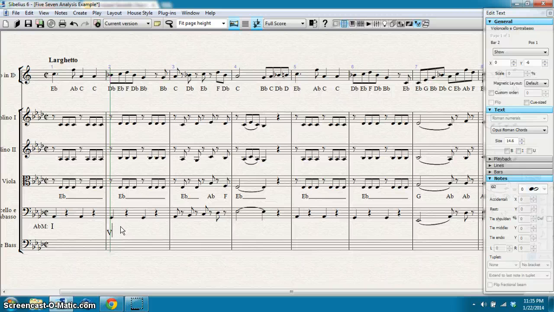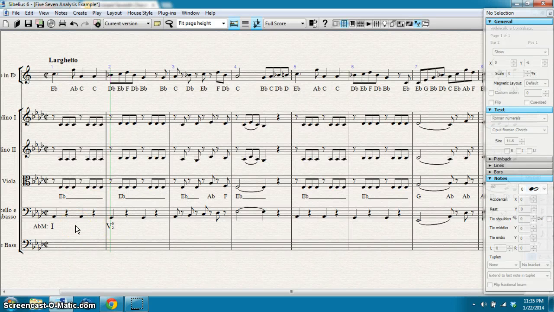So I need to put 5, 6, 5 for this measure. And again, this lasts the whole measure through. So a harmonic rhythm of one chord per bar for the first 2 measures. Now let's go up and look at the horn to see if all the notes fit.